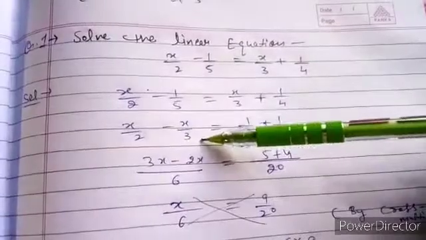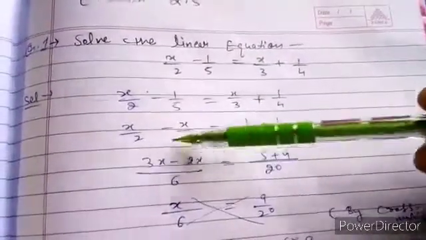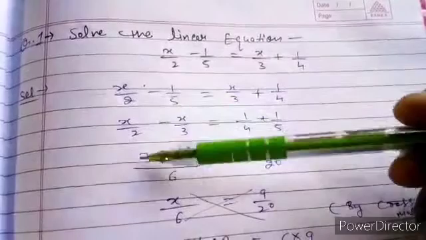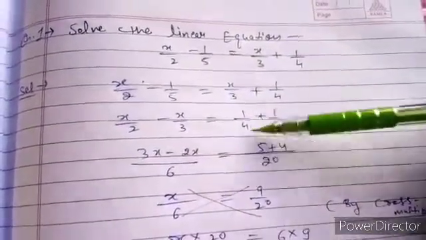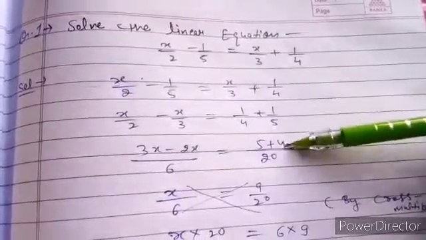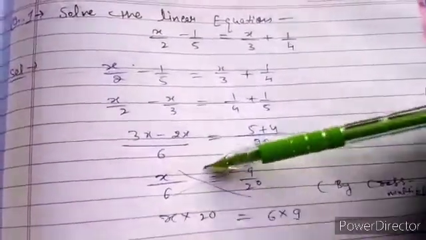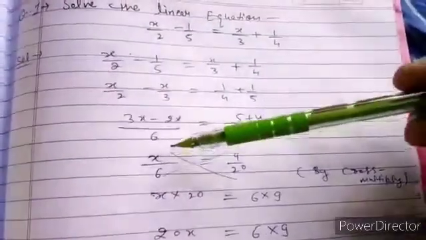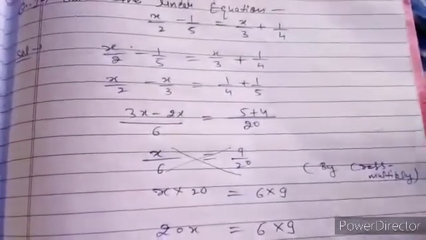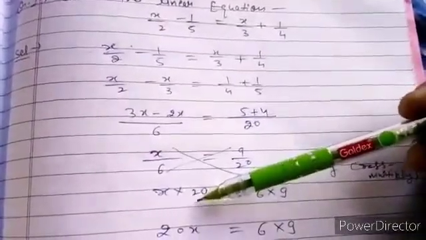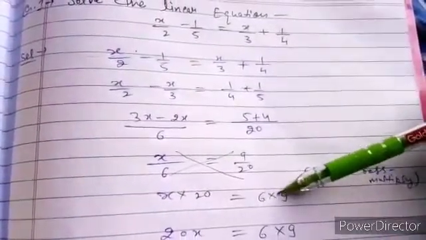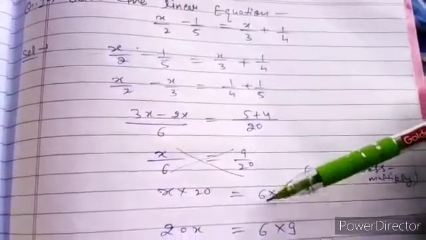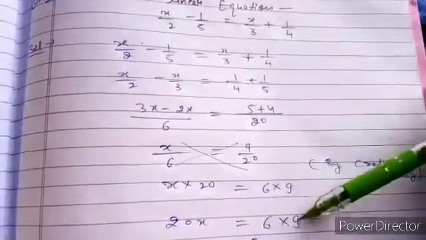Now take the LCM of 2 and 3, which is simply 6. 2 threes are 6, so 3x minus, 3 twos are 6, so 2x. The LCM of 4 and 5 will be 20: 4 fives are 20, 5 fours are 20. If we solve by cross multiplying, firstly we will multiply x and 20, because we need to find the value of x and keep x on the left hand side. And 6 and 9, let it be, don't multiply, because we have to cancel numbers. So 20x equals 6 multiplied by 9.